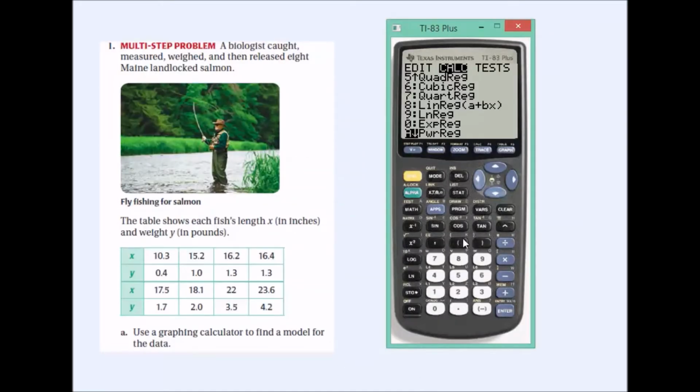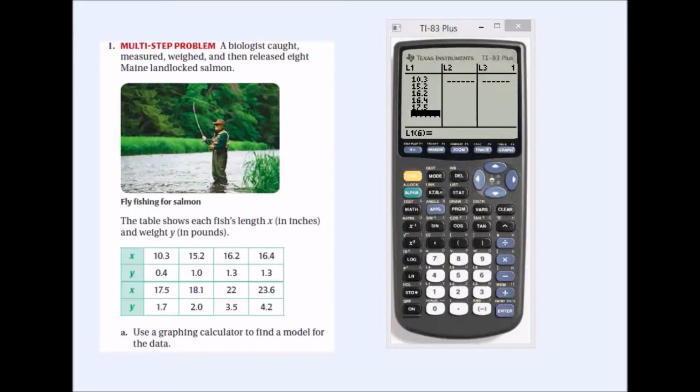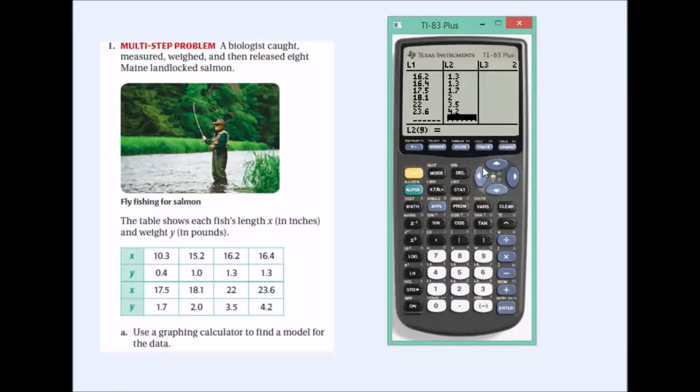Okay, so it says the table shows each fish's length, x, in inches, and weight, y, in pounds. So we're going to enter all this stuff into stats. Press stat, edit, enter all this information. So 10.3, 15.2, all this goes in x, 16.2. All right, I've entered all the data in for us. And now we're just going to graph it.